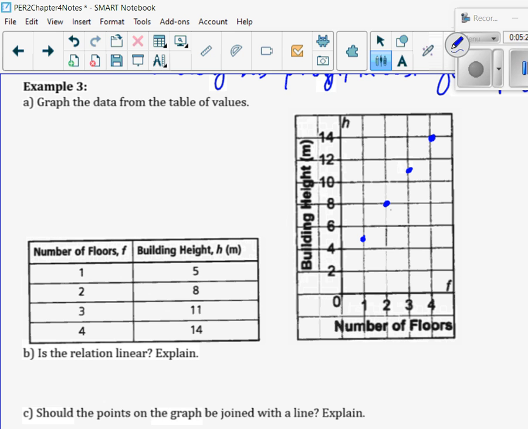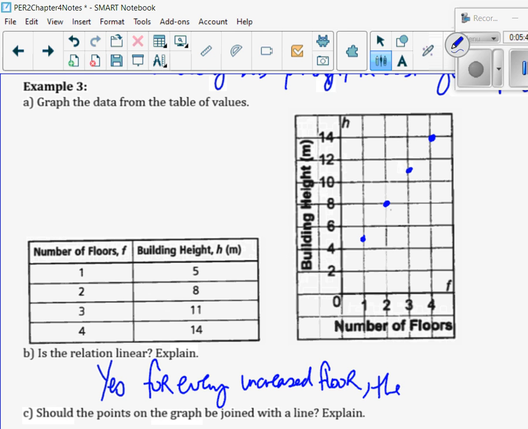So is this relation linear? Yes. For every increased floor, the height goes up by a constant amount. Goes up by what constant amount? Looks like it's going up by 3 meters. And so you can tell if something's a linear relation.